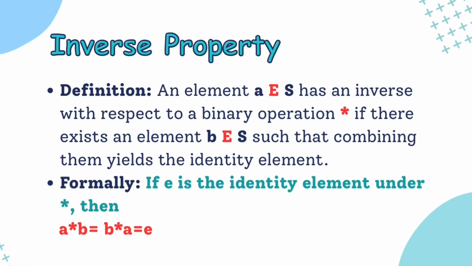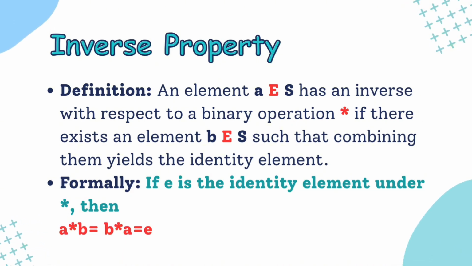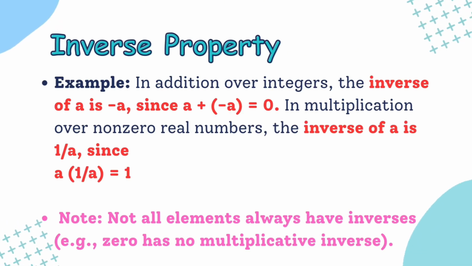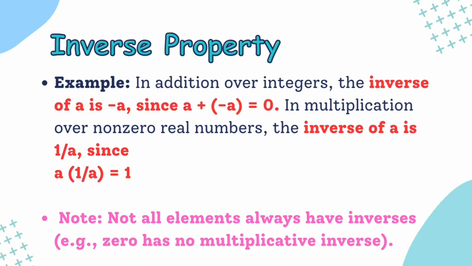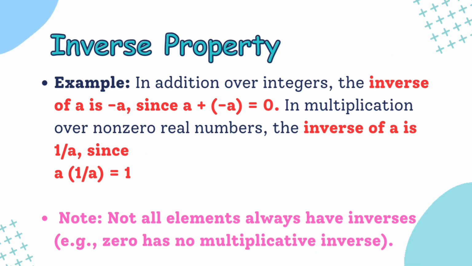Lastly, let's have the inverse property. An element A belonging to set S has an inverse with respect to a binary operation star if there exists an element B belonging to set S such that combining them yields the identity element. If E is the identity element under star, then A star B equals B star A equals E. For example, in addition over integers, the inverse of A is negative A, since A plus negative A equals 0. In multiplication over non-zero real numbers, the inverse of A is 1 over A, since A times 1 over A equals 1. Take note that not all elements always have inverses. For example, 0 has no multiplicative inverse.